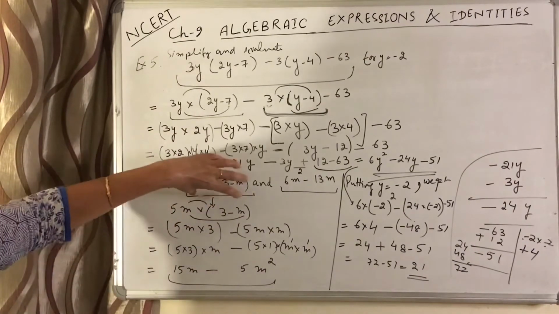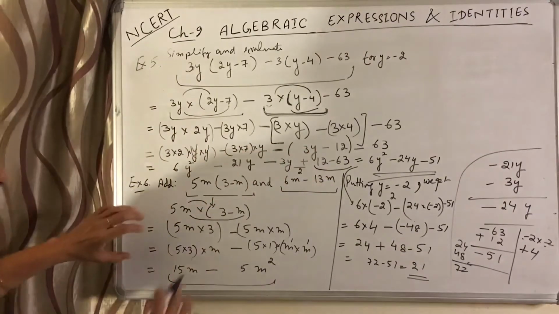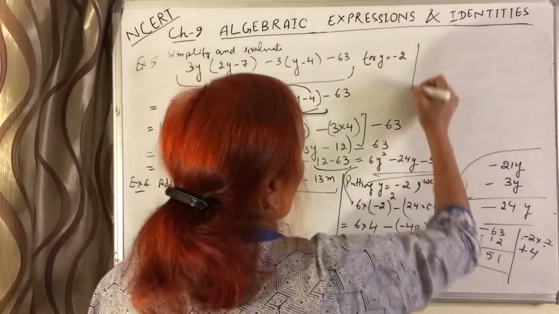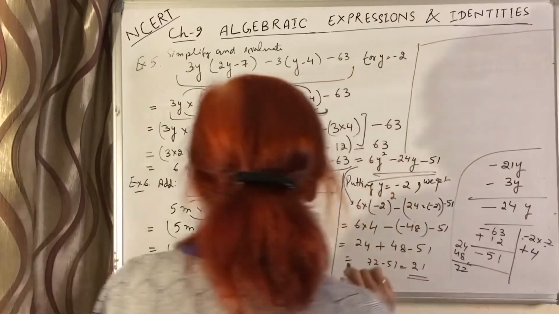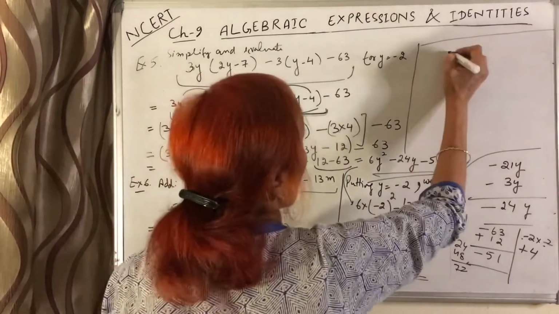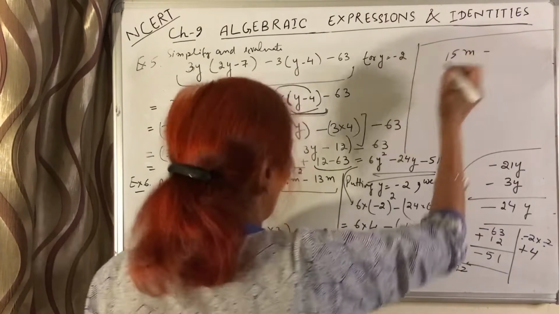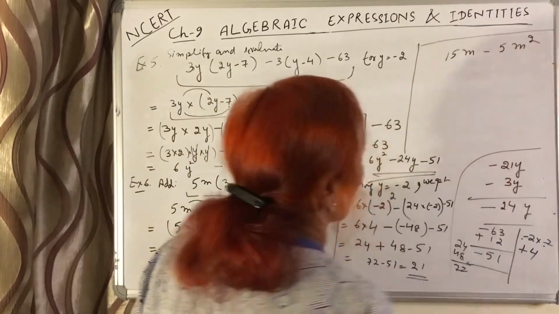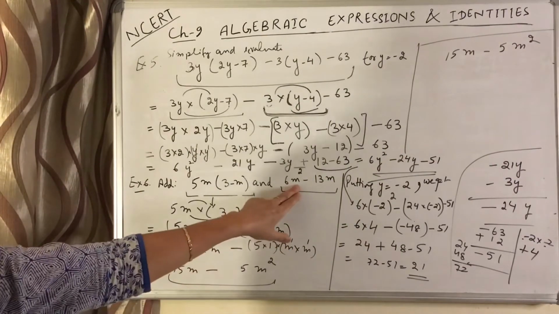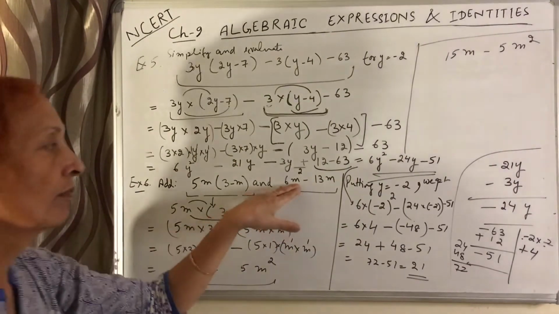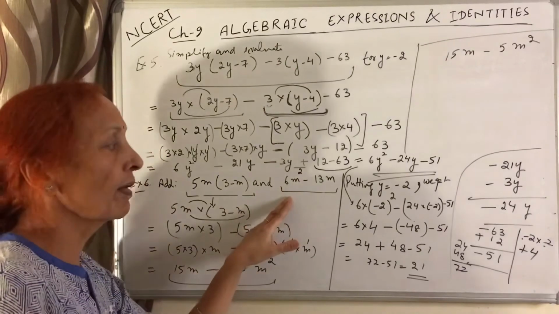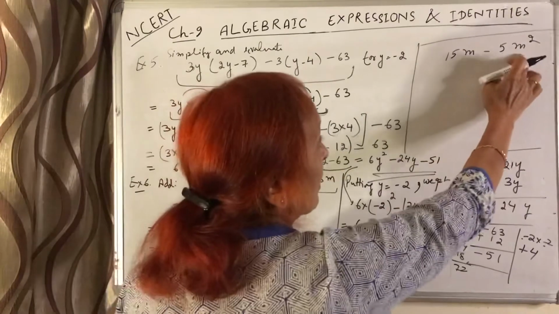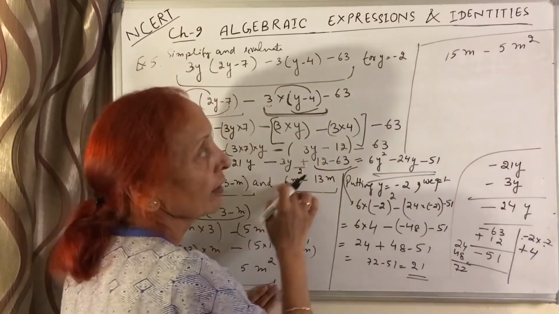Now we have to add this in this. So that means this with this. Okay. First I will write this: 15m minus 5m square. We have to add this. So what we will do? We will write like terms one below the other. Now 6m square. The m square term is this. We will write 6m square below this.